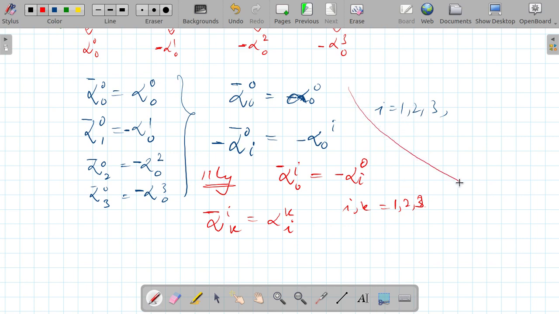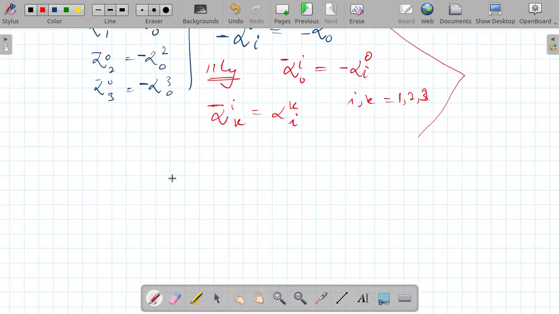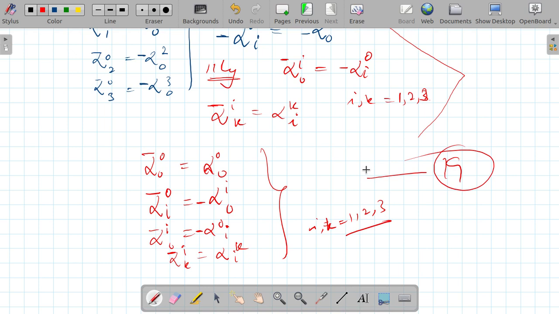So let me sum up these results now. If I sum up these results, that means alpha 0 0 bar must be equal to alpha 0 0, alpha I 0 bar must be equal to alpha I 0 with negative sign, and alpha I 0 bar must be equal to alpha 0 I with negative sign, and alpha ki is equal to alpha ik, where I and k both vary from 0, 1, 2 and 3. So let me call it equation number 3.